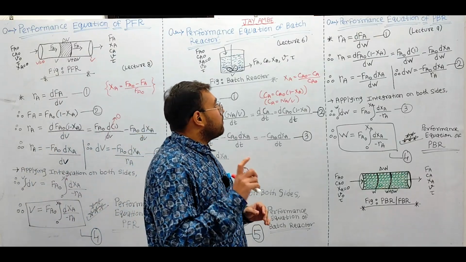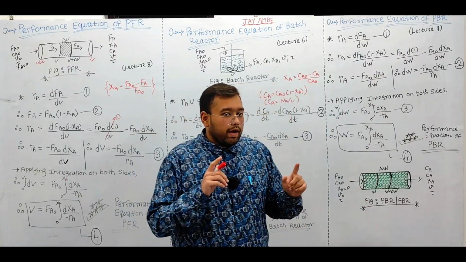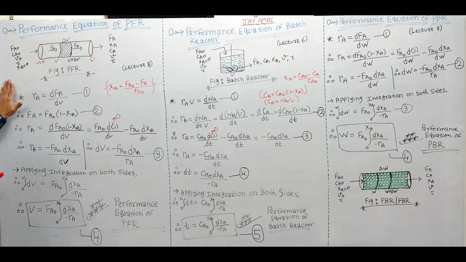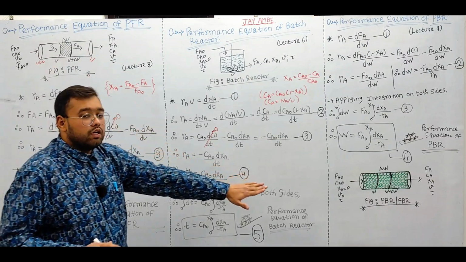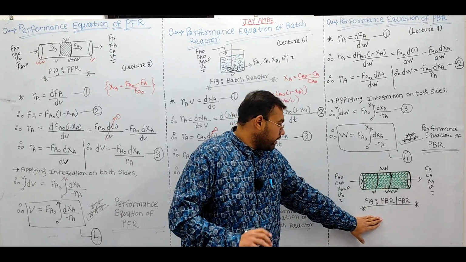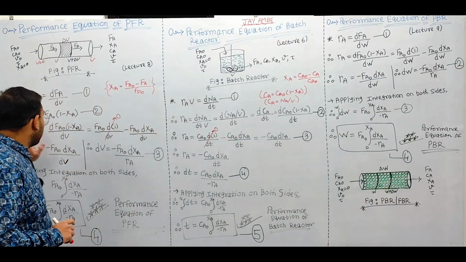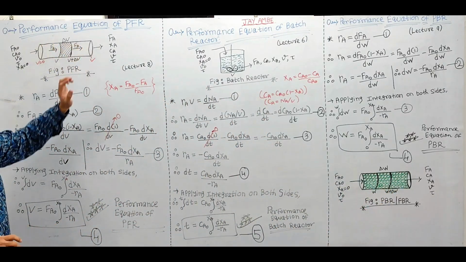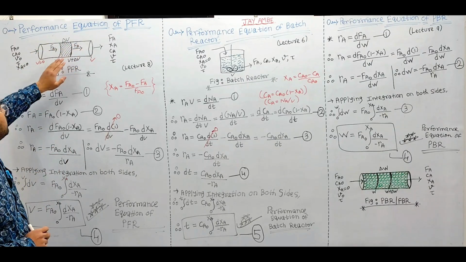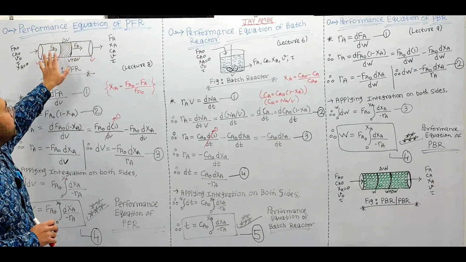Now we are deriving the performance equation for the packed bed reactor, right? The derivation of the performance equation of the packed bed reactor will be similar, equivalent to the plug flow reactor. Why? Because in both cases we are using tubular reactors, right? Here the diagram represents the packed bed reactor or the fixed bed reactor, right? So here we are using the tubular reactor, same, okay? In the case of the plug flow reactor we are using the tubular reactor, right? The main difference is that in the plug flow reactor the whole hollow space of the tubular reactor is empty.